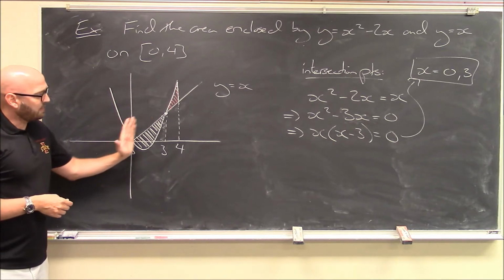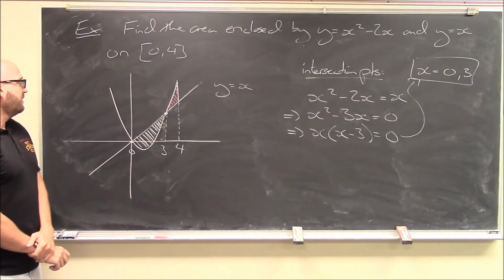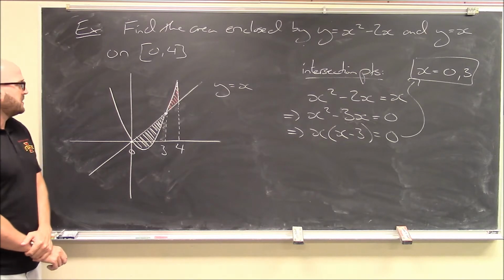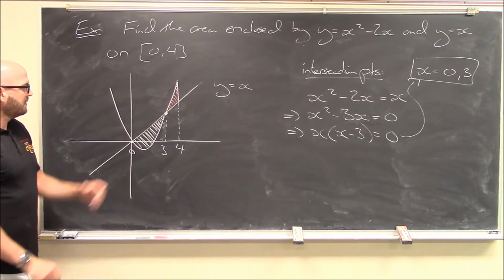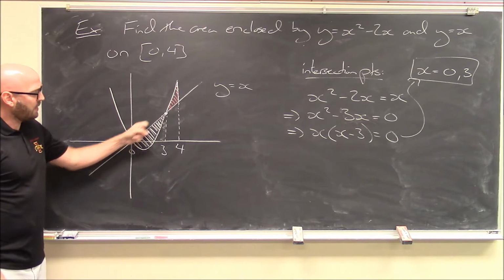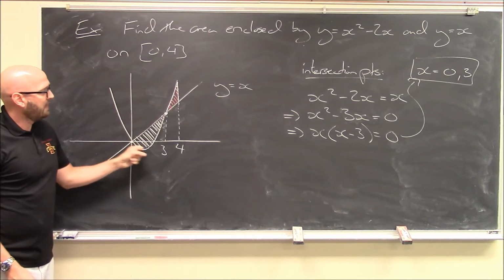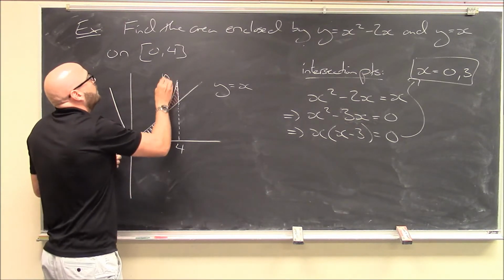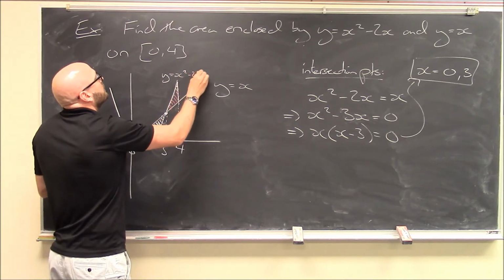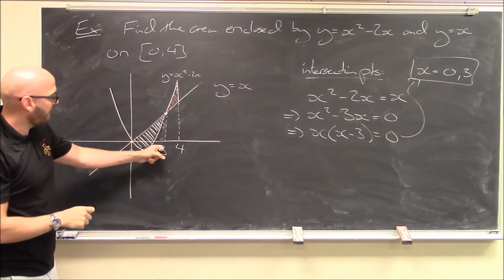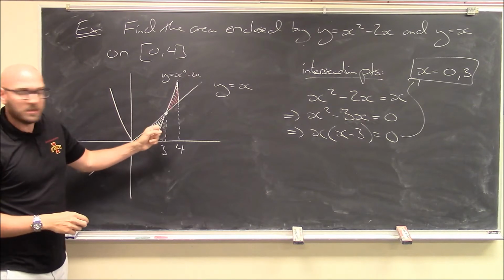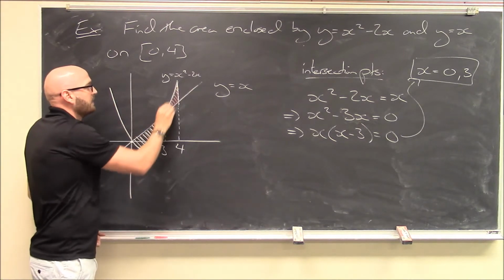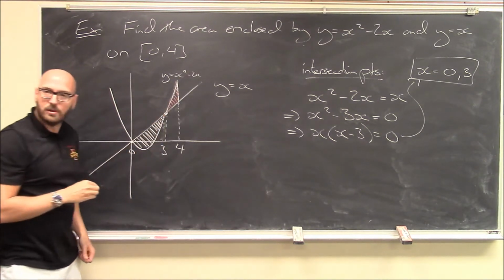So I know I want to integrate from 0 to 4, but what's my upper function, what's my lower function? Well, if I go from 0 to 3, y equals x is my upper function, and then the parabola, y equals x squared minus 2x is the lower function. But once I pass 3, from 3 to 4, they switch. From 3 to 4, the parabola is the upper curve, and y equals x is the lower curve.